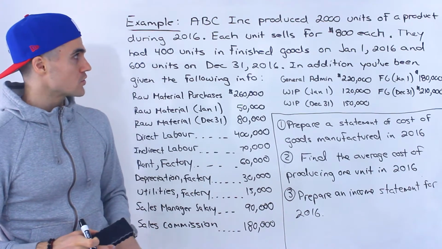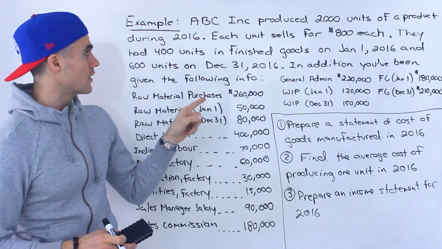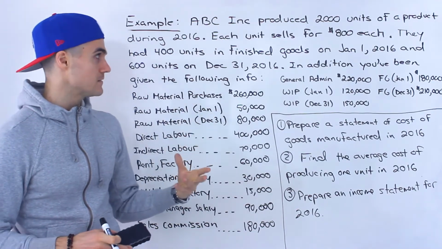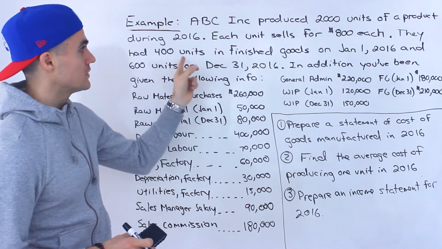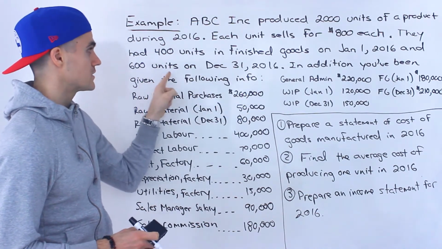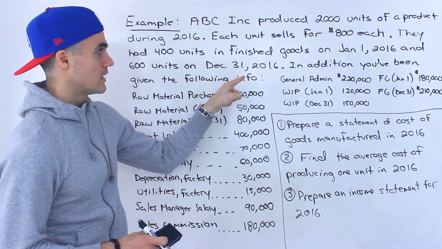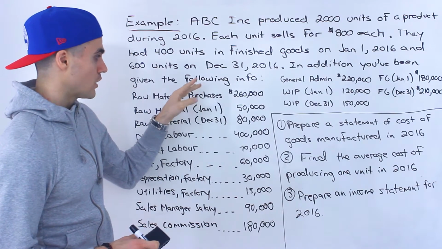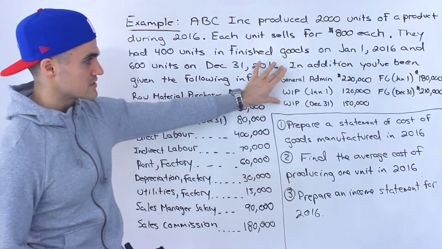So what we're told is that ABC Incorporated produced 2,000 units of a product during 2016. Each unit sells for $800 each. They had 400 units in finished goods on January 1st, 2016, and then 600 units on December 31st, 2016. In addition, you've been given the following information. So we're given this information over here, and then this information over here.